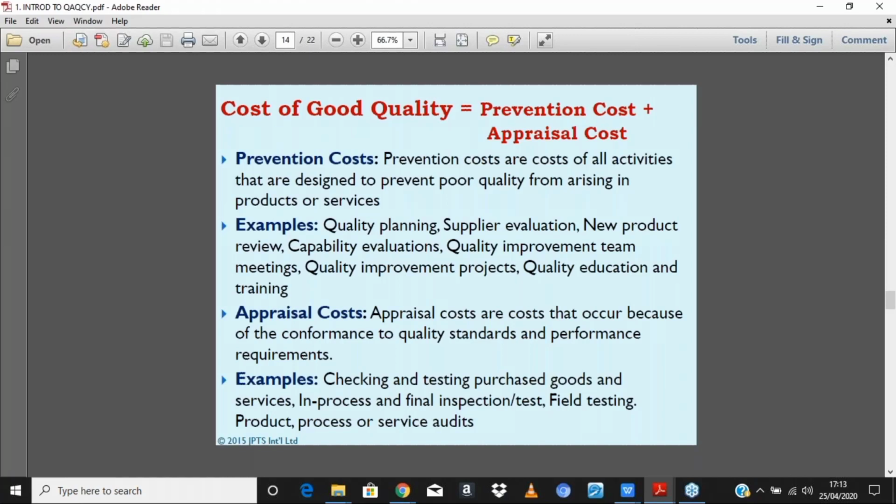Then appraisal costs are when you're carrying out checks and balances to be sure that what you're doing is correct. So appraisal costs occur because of conformance to standard. So checking, testing, and inspections are all forms of what? Appraisal. So whenever you carry out good preventive cost systems and appraisal, you're eventually going to have good quality at the end of the day.